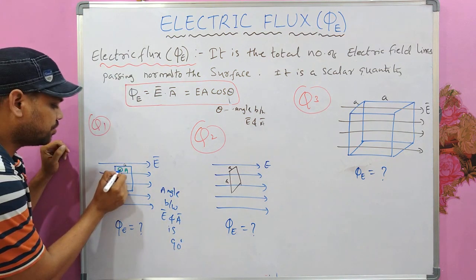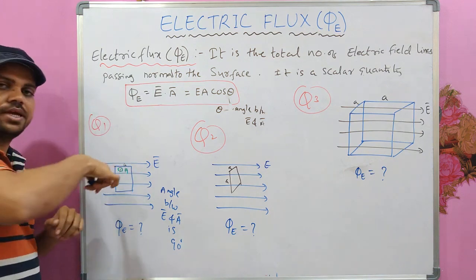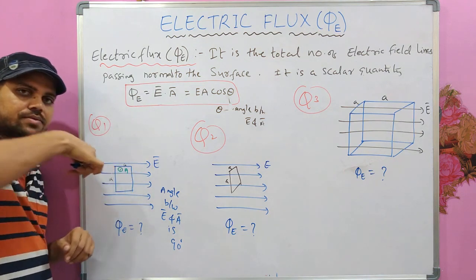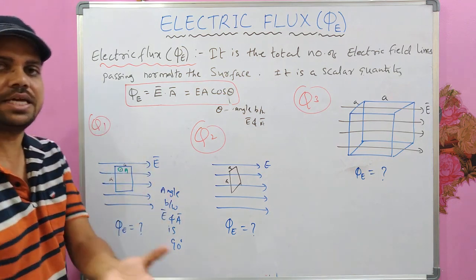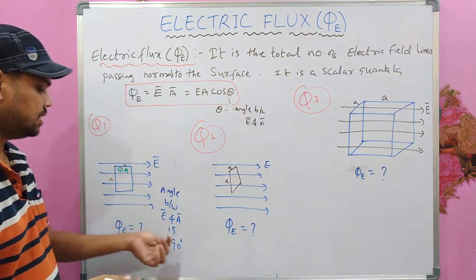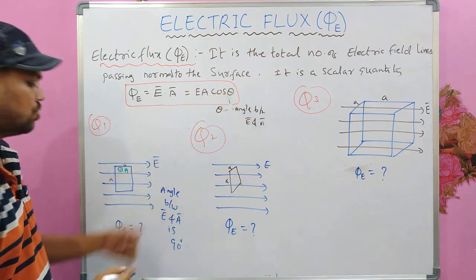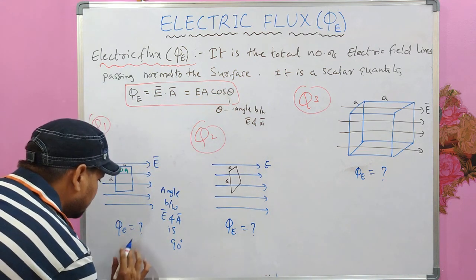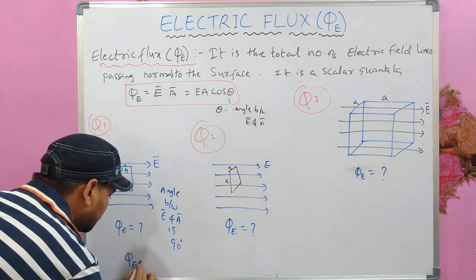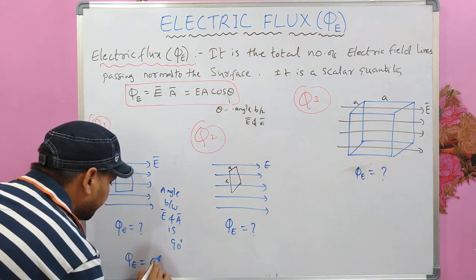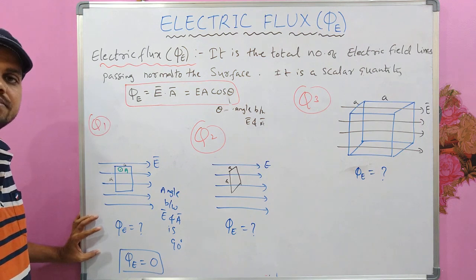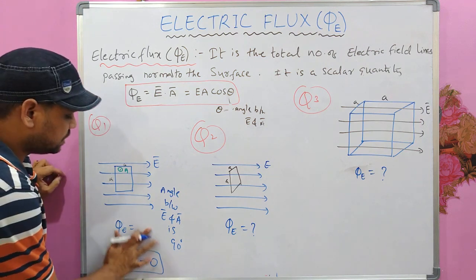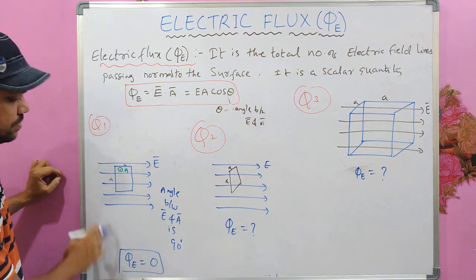That is why I put one dot here, outwards. The area vector direction is a dot. So no matter what its area magnitude is, theta is 90. So cos 90 is 0. So the flux linked to this area will be 0. The answer for this is this now.